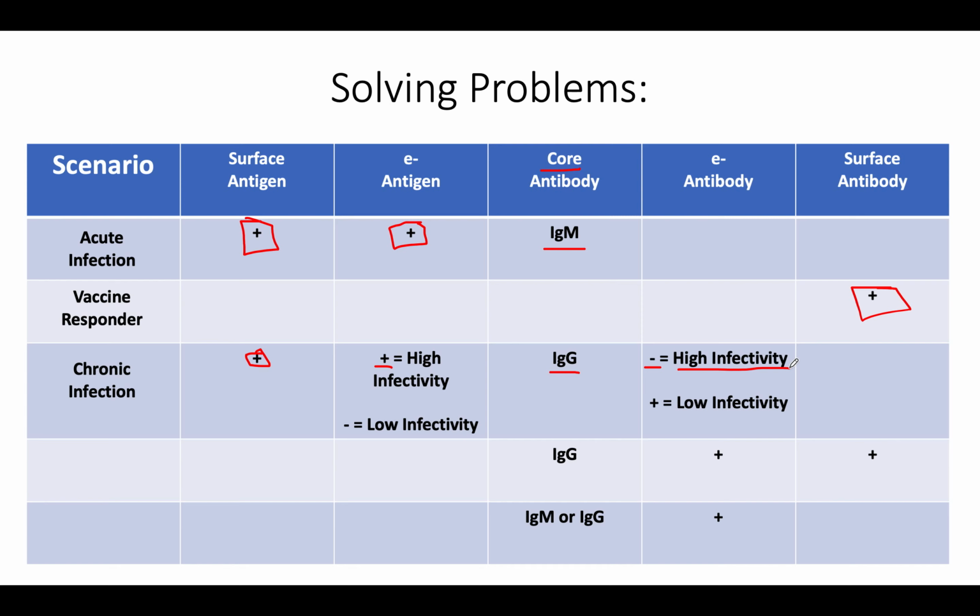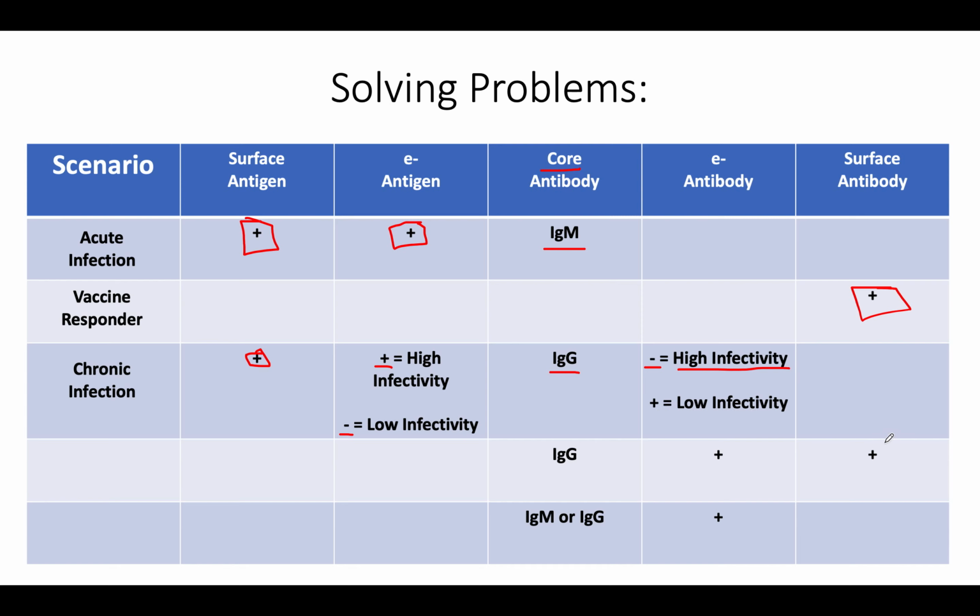And the converse is true if you have a negative E antigen. If the E antigen is really low, you're not as infective to others, and hopefully you form the E antibody. If the E antibody is present, it's complexing out those E antigens, and you're no longer as infective to those around you. Okay, very cool, right? All right. So let's go down to this fourth case.